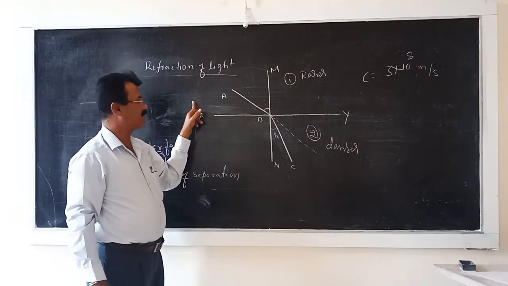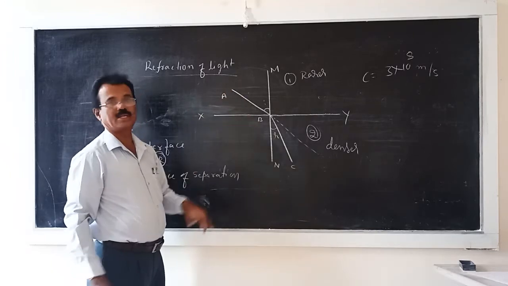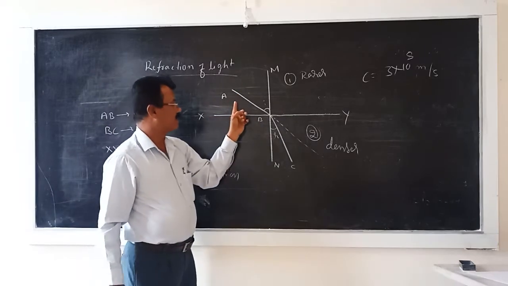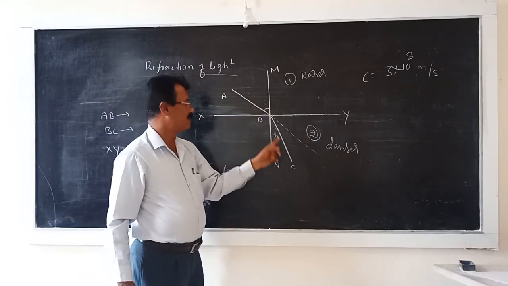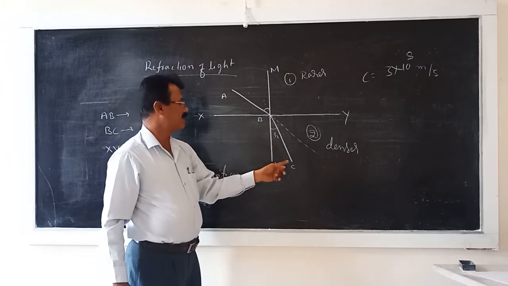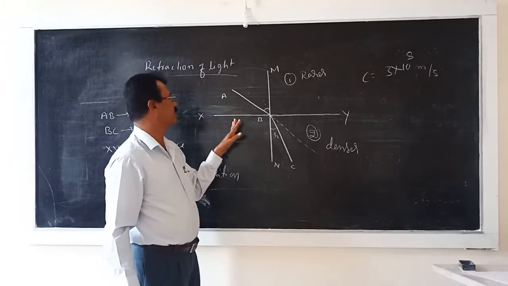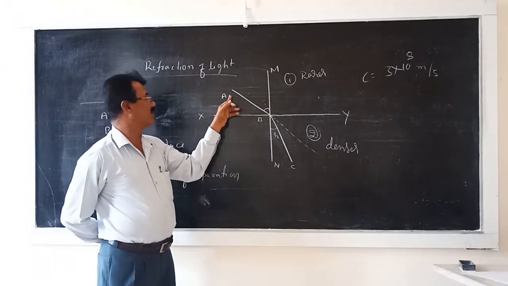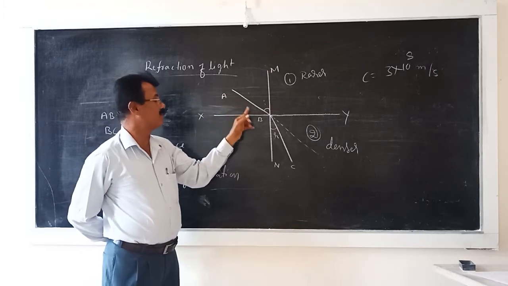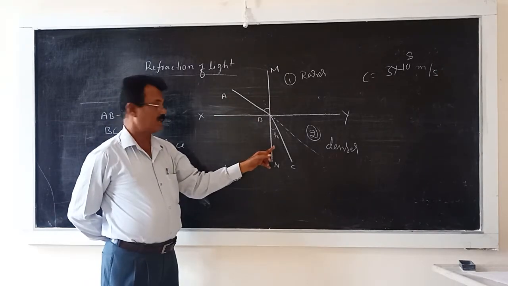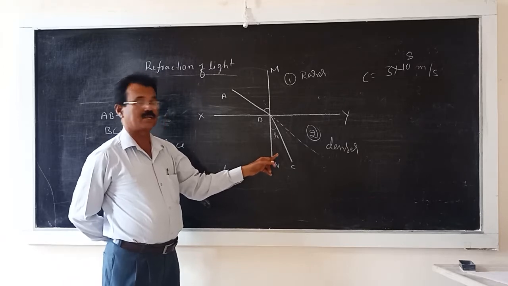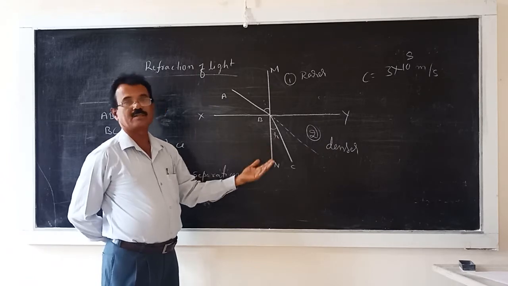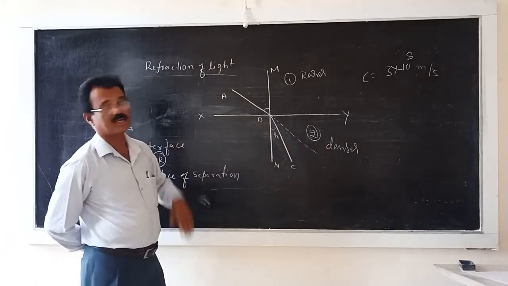Whenever a ray of light travels from one medium to another medium of different optical density, the refracted ray bends in its path, that means the ray changes its direction. Such a phenomenon is called refraction of light.